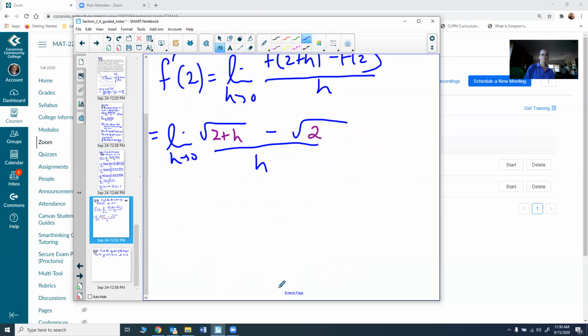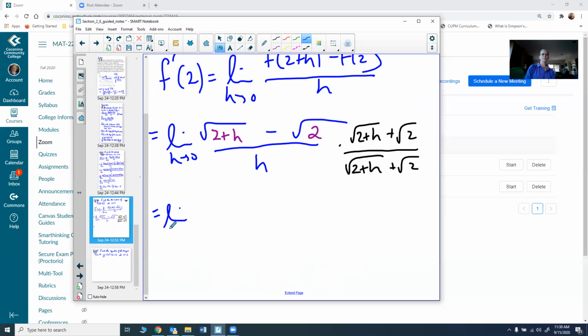So plug those in. And then I look at this and go, well, I don't know what to do with that. So this is where that concept of multiplying by the conjugate comes in. We want to rationalize the numerator, which means we want to get radicals out of the numerator. So we're going to multiply by the conjugate of the numerator, which is the square root of 2 plus h plus the square root of 2. All you do is change the sign between the two radicals. If it was minus, it's now plus. Remember, you've got to do the same thing to the top and bottom, otherwise you're changing the function.